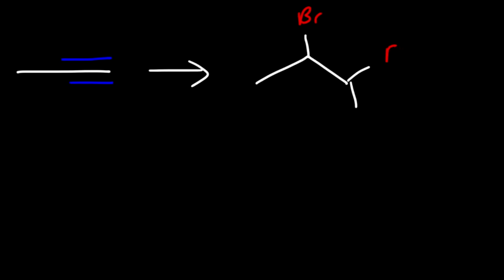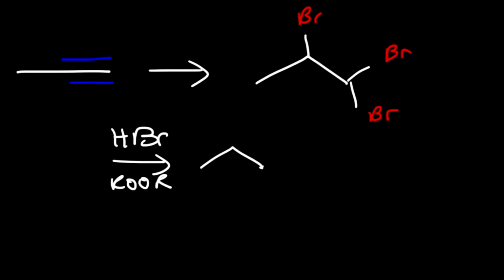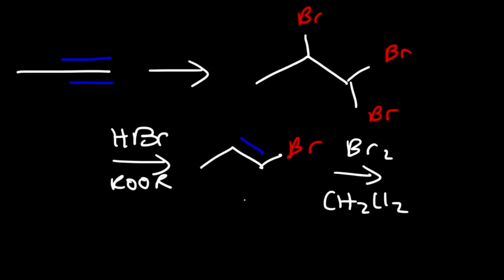Let's try another example. So let's say we want to make this particular product. What reagents should we use? One way we could do this is we can add HBr with peroxides. And so this would put the bromine atom on a primary carbon. And then we can add Br2 with CH2Cl2. And that's going to put a bromine atom here and here, giving us this product.